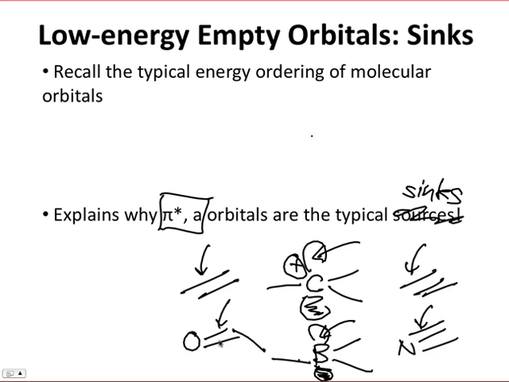And remember that in all of these cases, even though I draw arrows to the electrons, it's really the empty orbitals corresponding to those bonds that serve as the electron sinks. So whereas the pi orbitals can serve as electron sources, the pi star orbitals can serve as electron sinks for double and triple bonds.